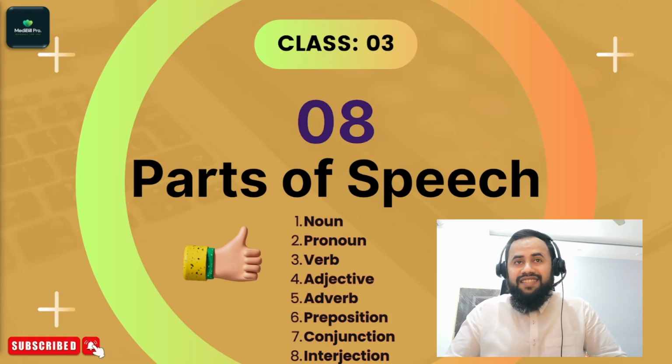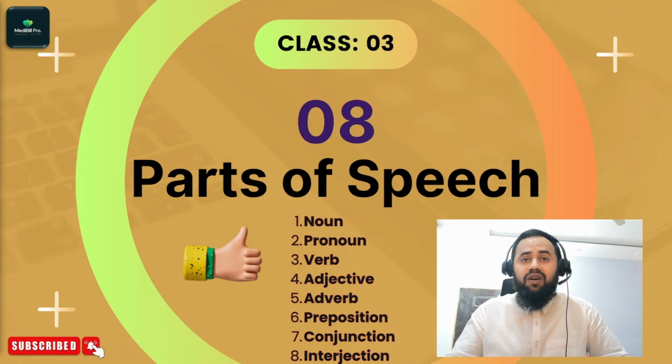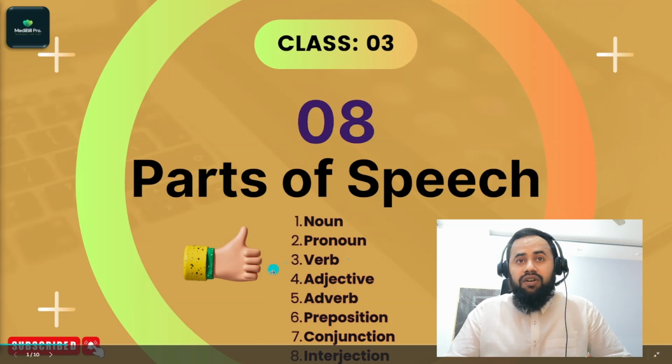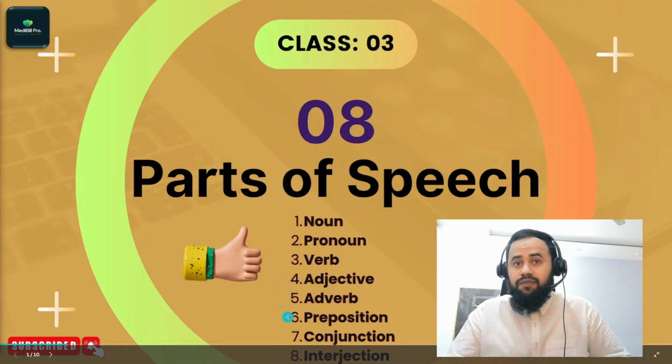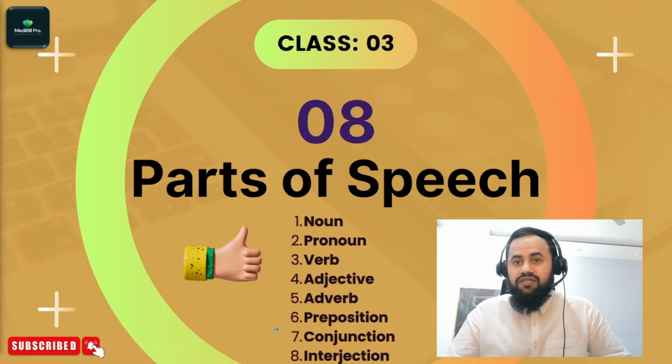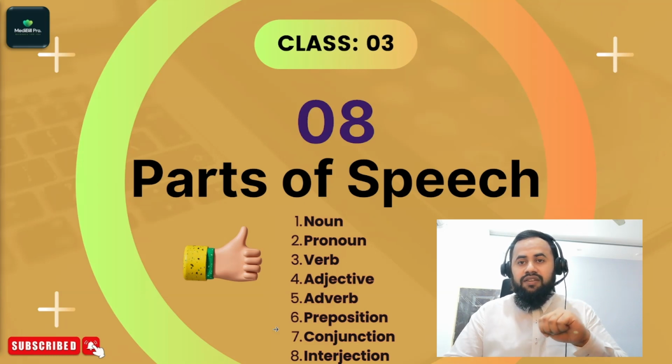So as you can see, there are 8 parts of speech. The first one is noun, the second one is pronoun, the third one is verb, the fourth one is adjective, the fifth one is adverb, the sixth one is preposition, the seventh one is conjunction, and the eighth one is interjection. We are going to discuss the definitions of these, and the examples and other things as well, with picturized examples. Okay, so let's start.